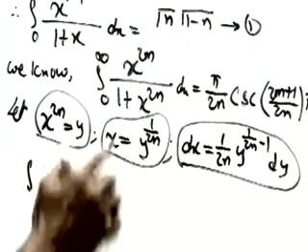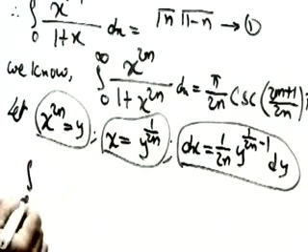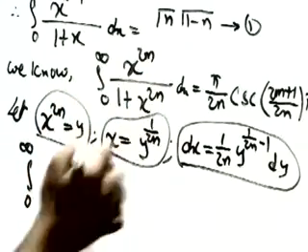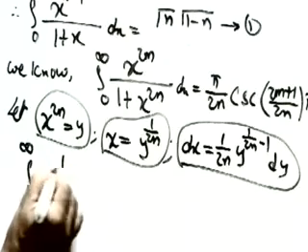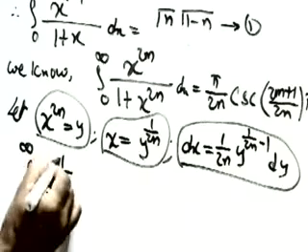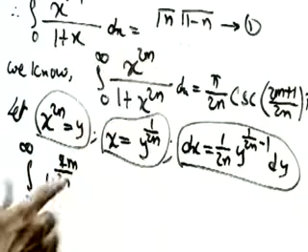Now let me change the integral. There is no change in the limits. If we put x equals 0, y will be 0, and for infinity, y is infinity. So the limits will be 0 to infinity. The x value is y power 1 by 2n. Power 2m means here it will come 2m, so this 2m will come here.